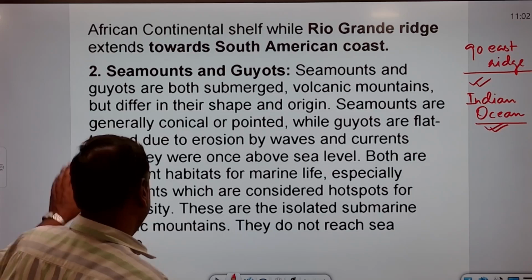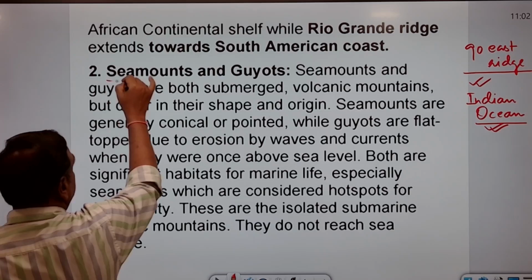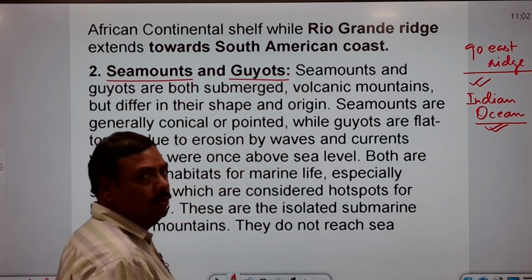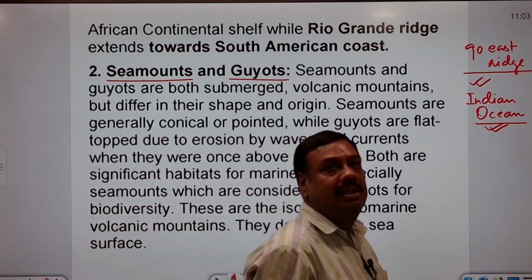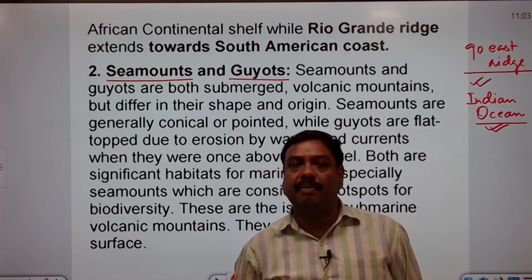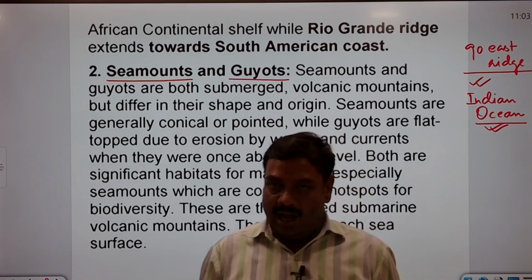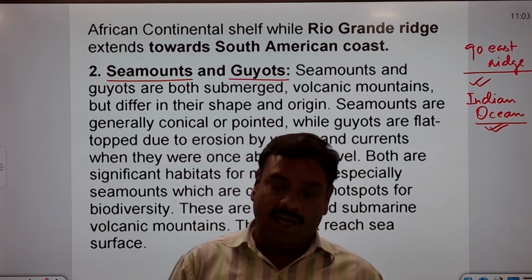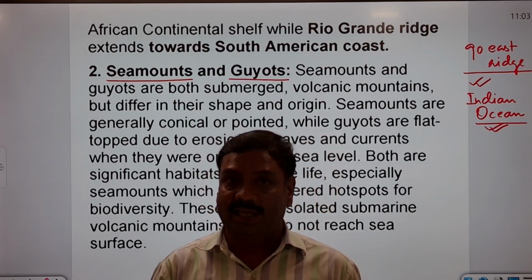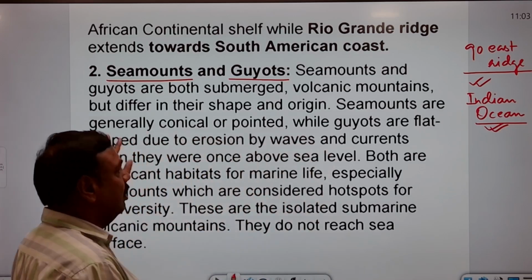Okay. Now, the second minor relief feature is called seamounts and guyots. See, seamounts and guyots are also volcanic in nature. And here you must remember that these seamounts and guyots are formed particularly on the part of the abyssal plain or the deep sea plains, right? So how are these seamounts and guyots formed?